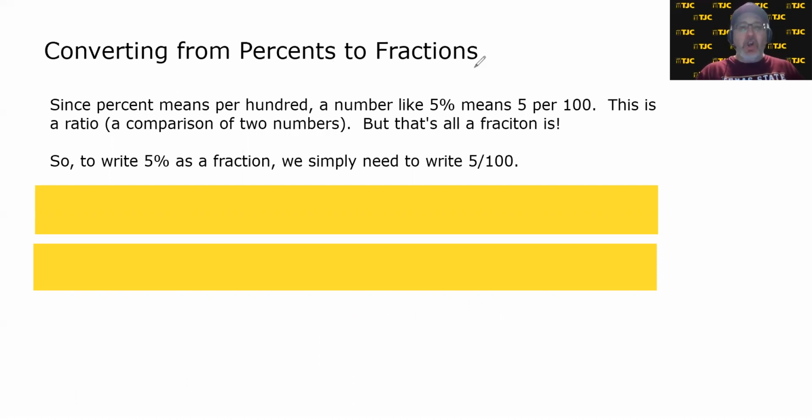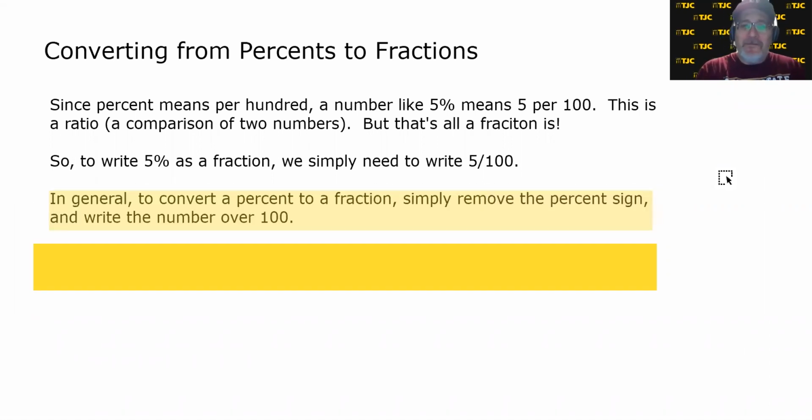Since percent means per 100, a number like 5% means 5 per 100. This is a ratio, a comparison of two numbers, but that's all a fraction is. Well, that's not all it is, but at its core, it's a comparison of two numbers. So to write 5% as a fraction, we simply need to write 5 per 100, or literally 5 over 100. So what could possibly go wrong? In general, to convert a percent to a fraction, simply remove the percent sign and write the number over 100. So what could go wrong?